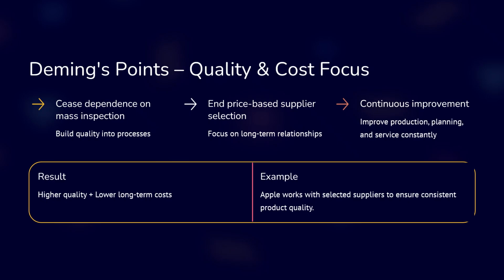Fifth, management has an obligation to improve constantly and forever. Whether it is production, planning, or services, every activity must be refined daily to increase quality and decrease cost. For instance, Apple maintains long-term relationships with selected suppliers to ensure consistent product quality.